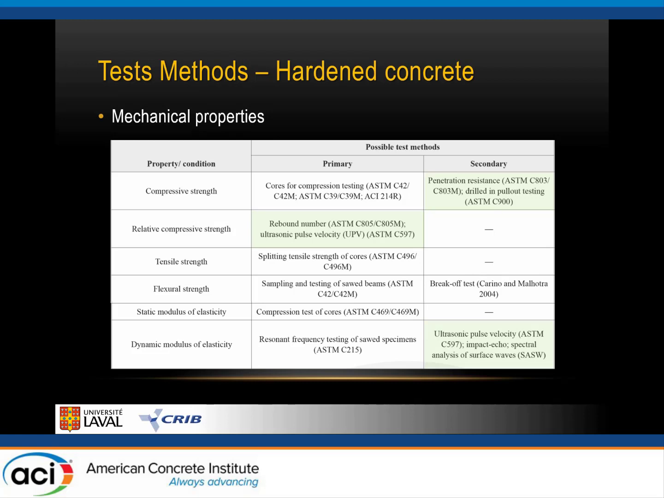There are primary tests, secondary tests, and the different tables in order to provide a very global overview of what is possible. This is part of the first table, the one that relates to hardened concrete. In the green shaded cells, I've put the NDT tests, so to speak, and the other ones are to be performed on samples that are taken into the lab.